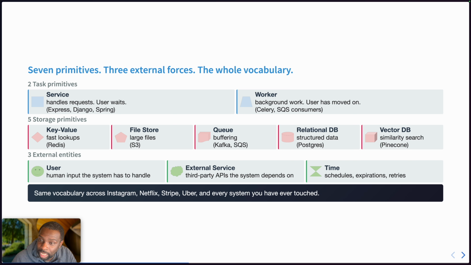Five for storage: a key-value store for fast lookups like Redis, a file store for big files like S3, a queue for buffering between systems like Kafka or SQS, a relational database for structured data with relationships like Postgres, a vector database for similarity search like Pinecone. Plus 3 external entities: the user, external services, time. 3 forces that push on every system from outside of it. That's the whole vocabulary. 7 primitives, 3 external forces. The same vocabulary across Instagram, Netflix, Stripe, Uber, and any other system you've ever touched.